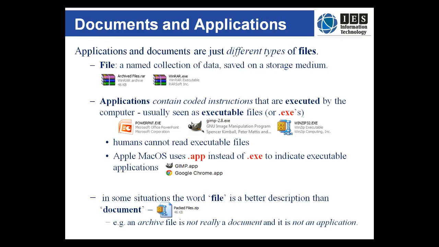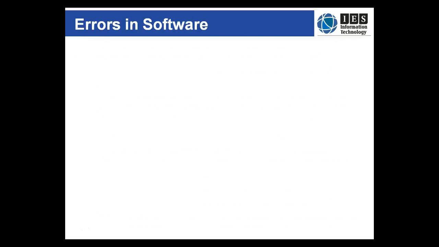In some situations, the word file is a better description than document. For example, an archive file. It's not really a document and it's not really an application because it can't run without the compression application being present on the machine.